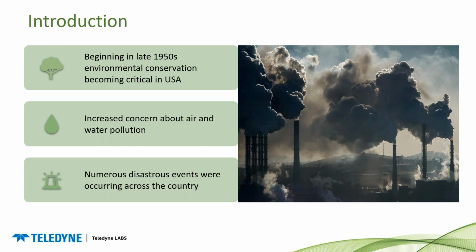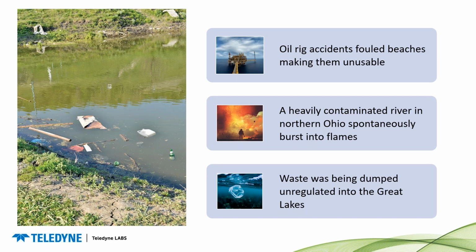Beginning in the late 1950s, environmental conservation was becoming a widely discussed topic in the United States. Concern about air and water pollution heightened in the 60s, steadily increasing as numerous disastrous events were occurring across the country. Oil rig accidents, foul beaches, a heavily contaminated river in northern Ohio spontaneously burst into flames. Waste was being dumped unregulated into the Great Lakes. Occurrences such as these were becoming increasingly widespread. Public outcry for pollution regulation prompted action from the United States government.